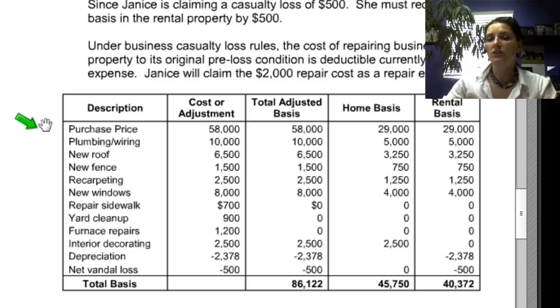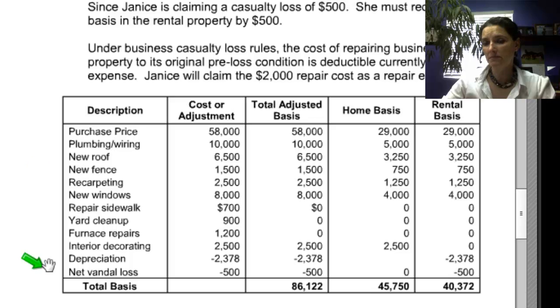So let's take a look at this table which we use to summarize all of the different things going on with Janice's basis on both of the properties. So you can see that we have a description of each item that affects basis, the cost of that item, and the total adjusted basis as a result of that item. We then allocate that item between home basis and rental basis as follows. So on the purchase price of the property, the cost of that property becomes the basis to Janice. So her mother's cost becomes Janice's cost because it falls under the gift rules. And since it's a duplex, we're allocating half that cost to the home and half that cost to the rental.